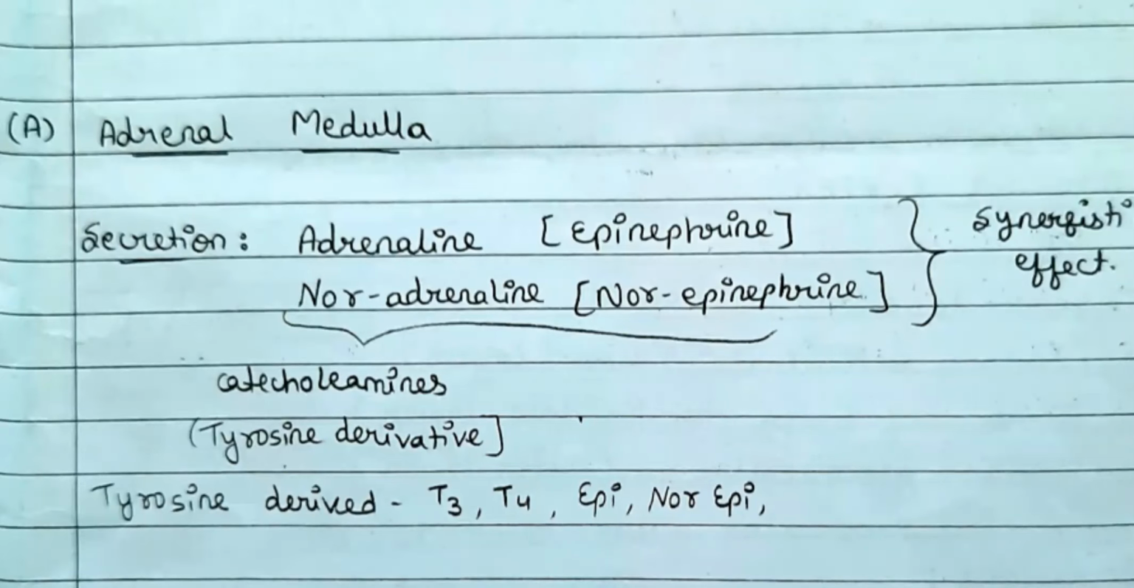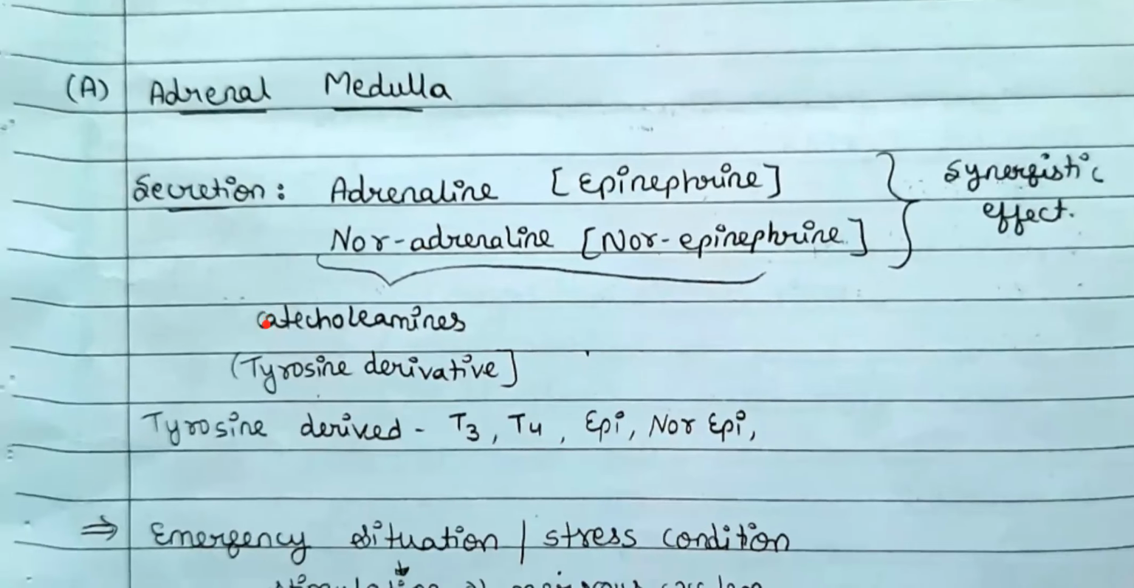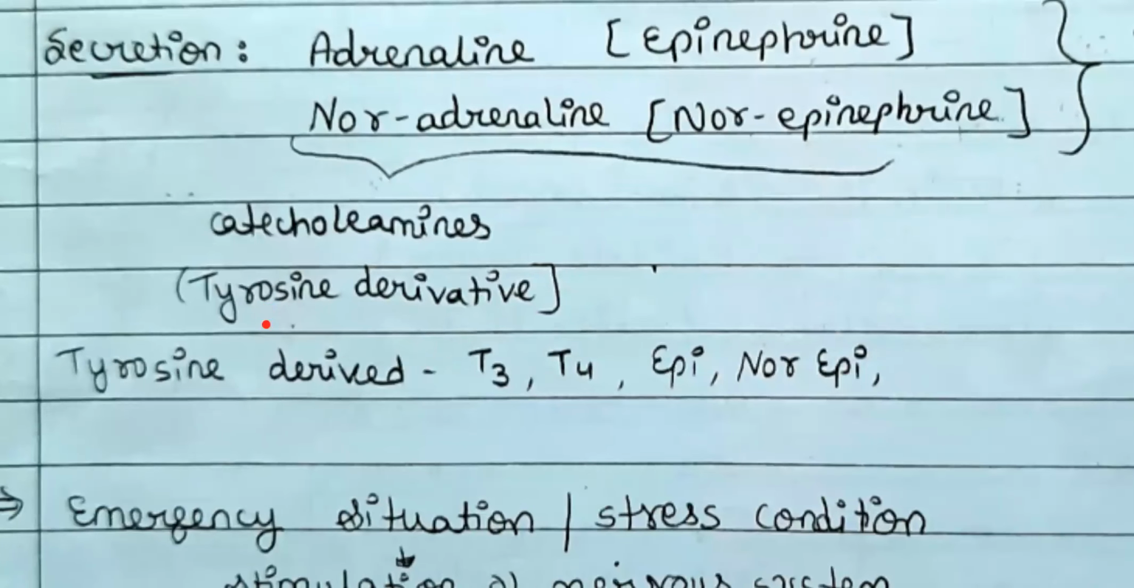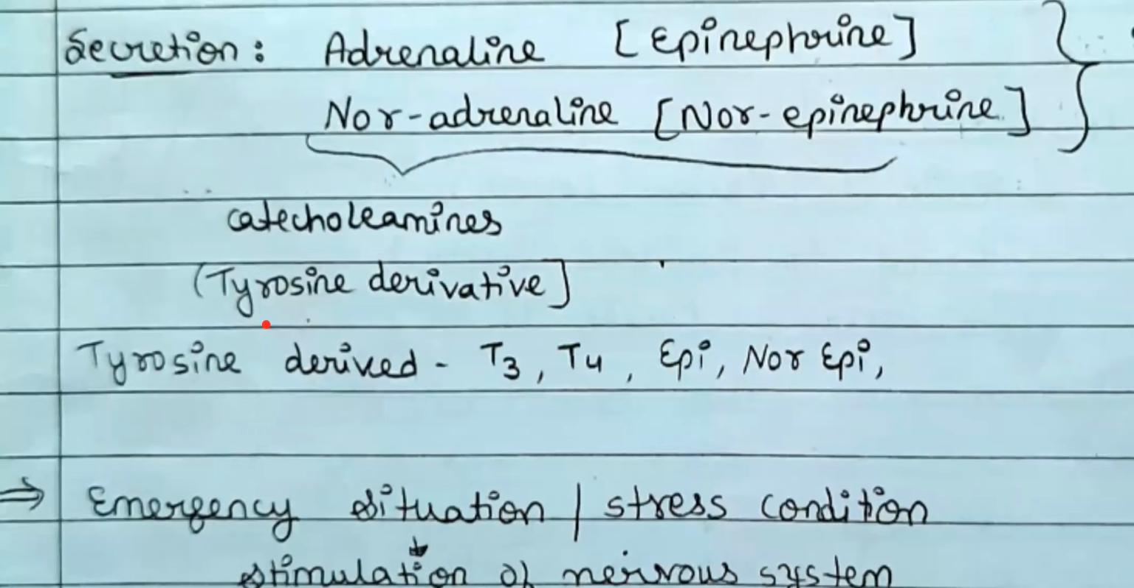Means what? The effect of both is the same, not opposite. It is synergetic, a combined effect comes from both. Both contribute towards one common effect. That is called a synergetic effect. So underline this point. Collectively these hormones are catecholamines. They basically have an amine group, so they are even known as biogenic amines. Because of the presence of a catechol group as well, they are even known as catecholamines. And again, they are derivatives of tyrosine.